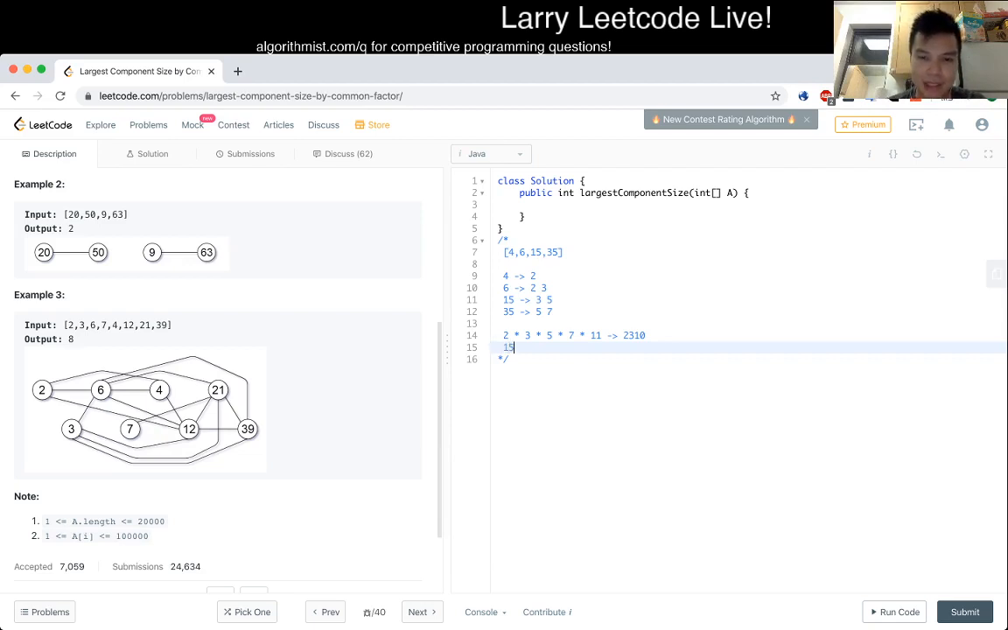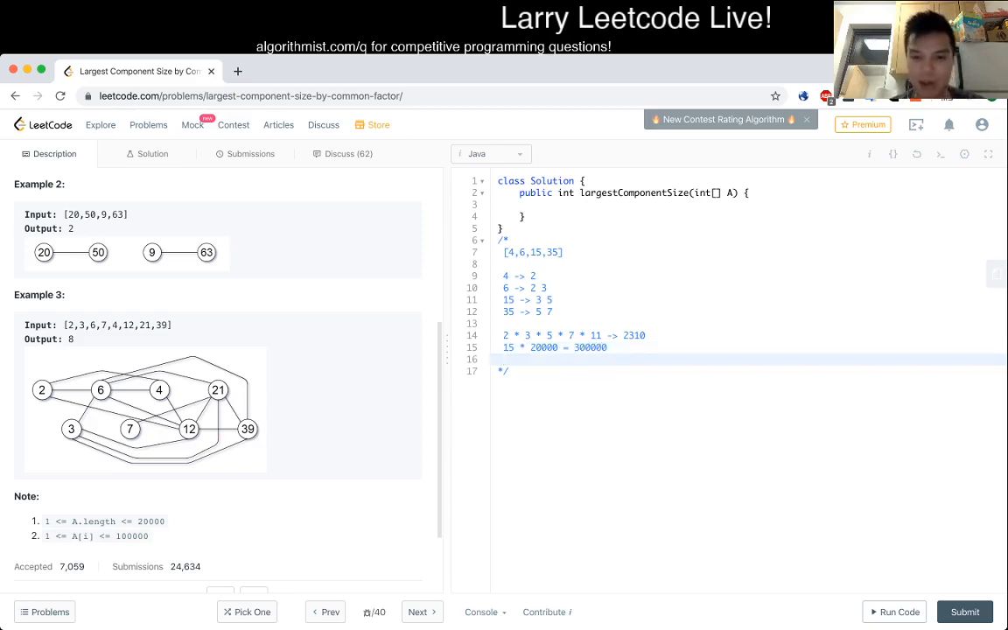but that also means that each number at most can have 15 edges, and with 20,000 numbers, 15 edges on each number, this means it's about 300,000. So 300,000 is the number of edges, right?